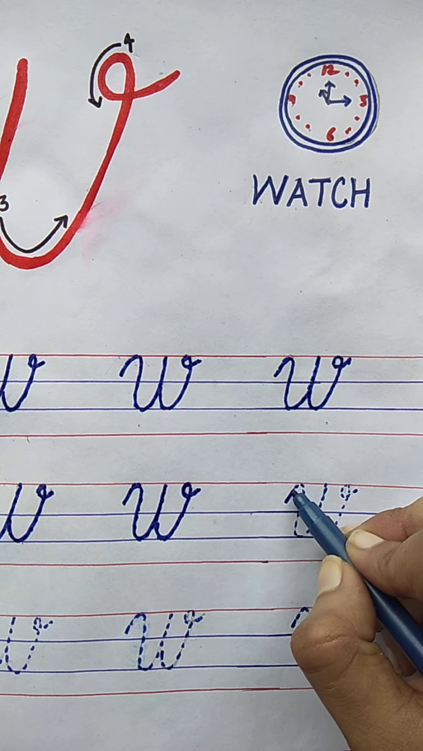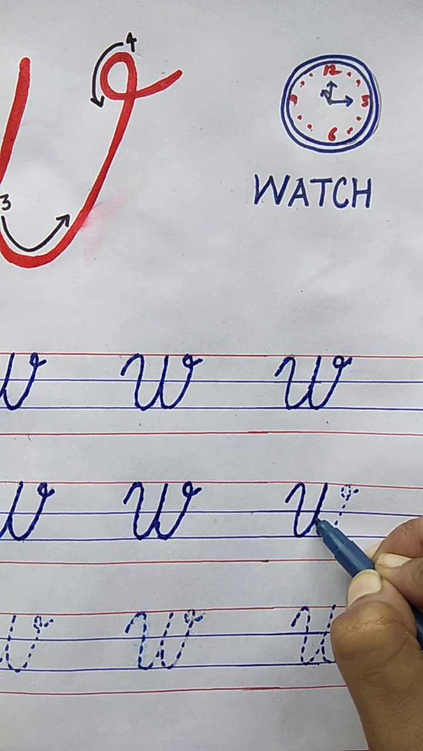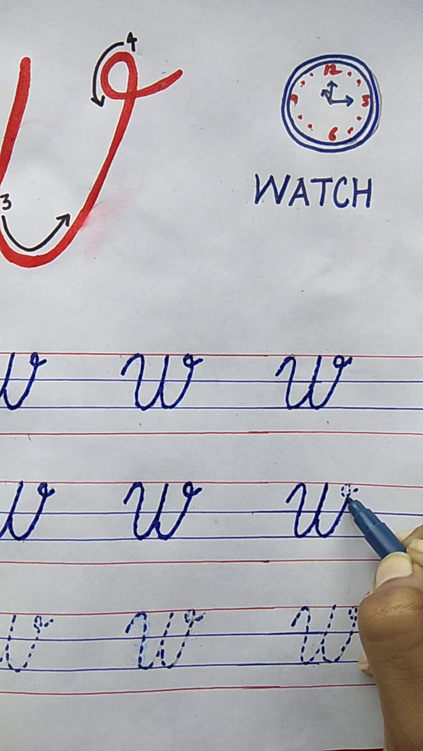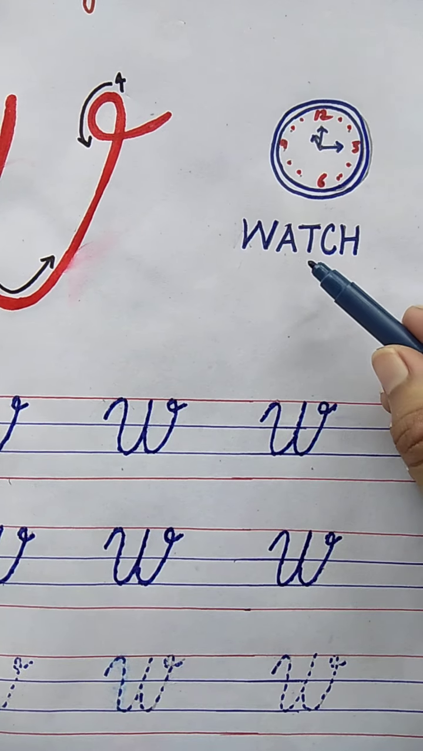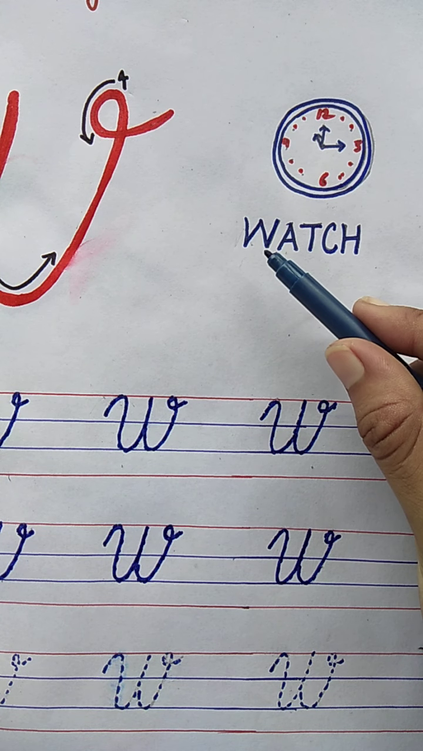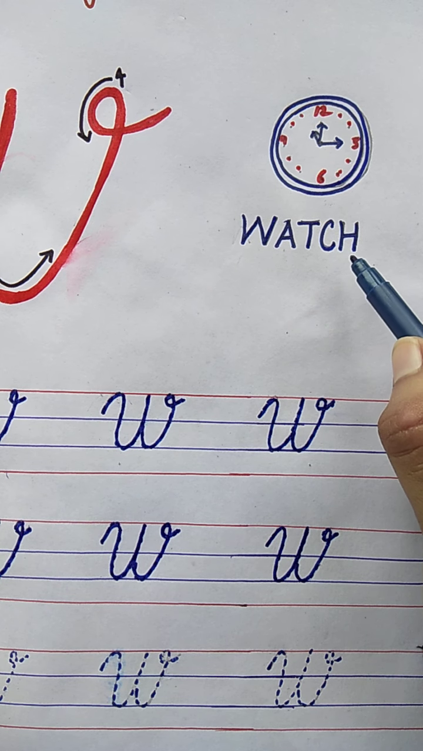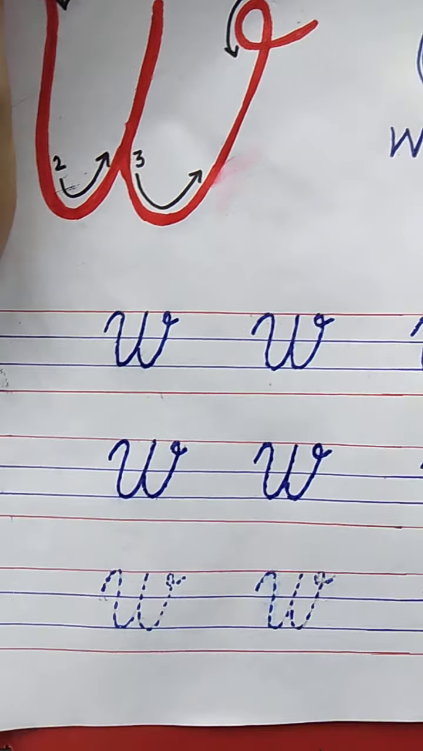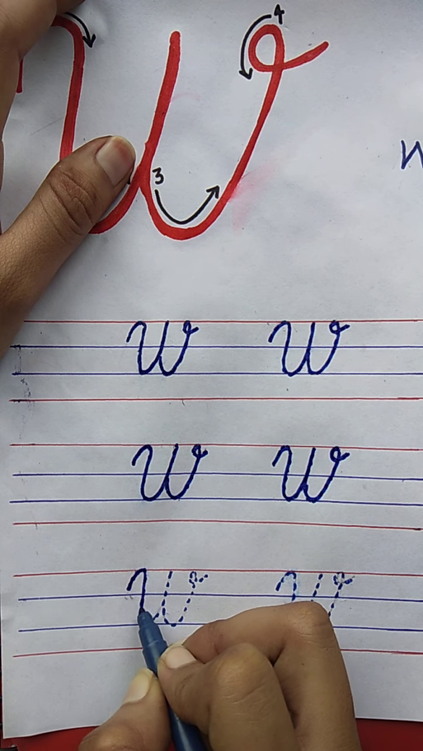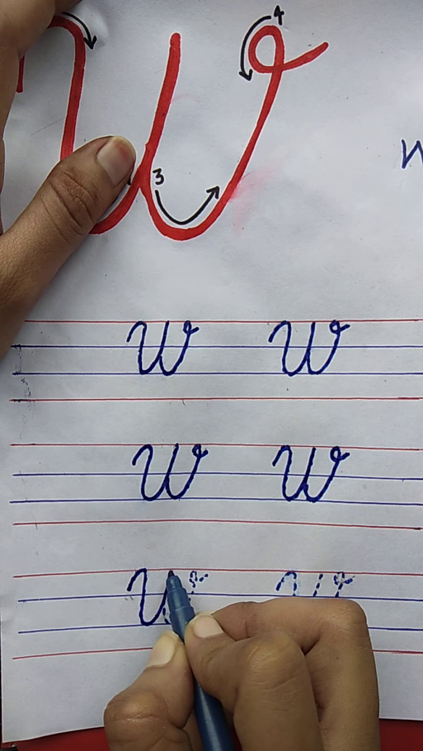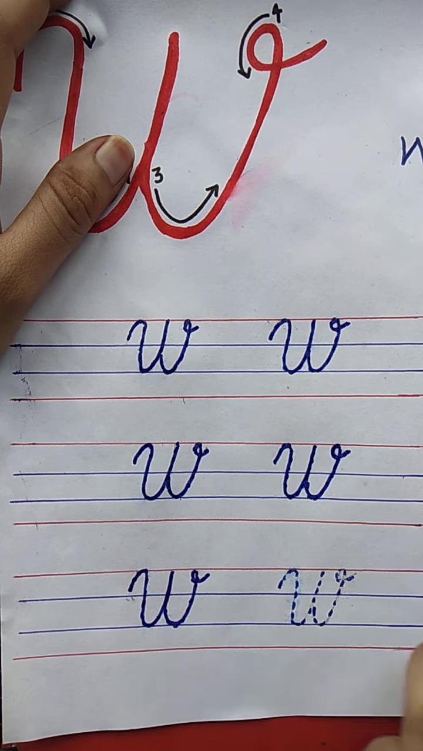Again, curve, slanting line, curve, slanting line, curve, slanting line and a loop. W for watch. See here the spelling of watch. Speak with me. W A T C H. Watch. Now again, curve, slanting line, curve, slanting line, curve, one more slanting line and a loop.